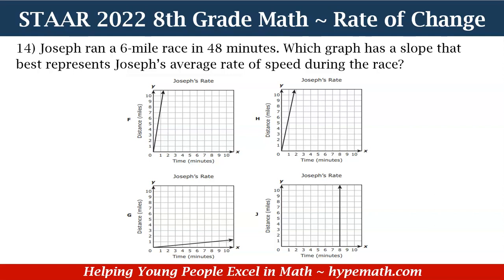Let's dive into a question. Number 14 says, Joseph ran a 6-mile race in 48 minutes. Which graph has a slope that best represents Joseph's average rate of speed during the race?